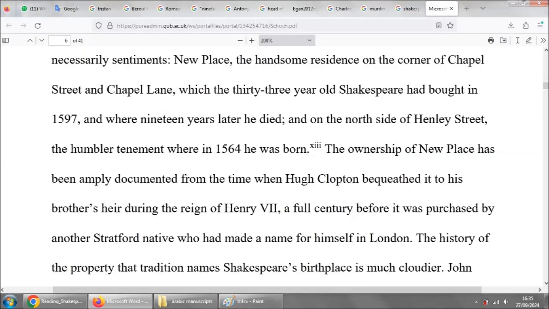New Place, the handsome residence on the corner of Chapel Street and Chapel Lane, which the 33-year-old Shakespeare had bought in 1597, and where 19 years later he died. Whoa! So he bought this when he was 33 years old, and he died there 19 years later. I don't think there's anything suspicious there, do you? No, it's just normal figures. Ah, normal numbers. I see.